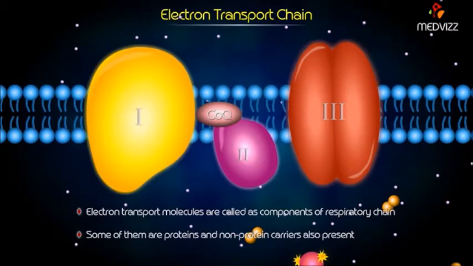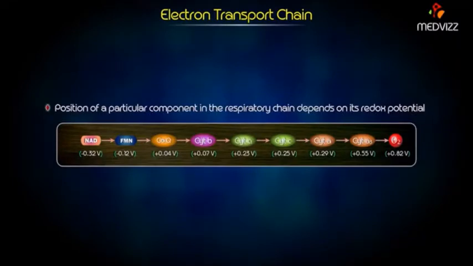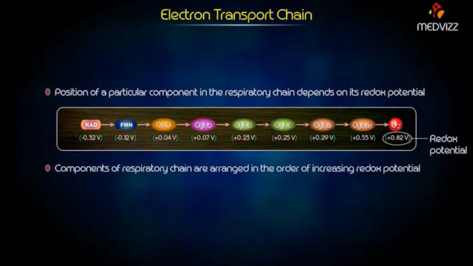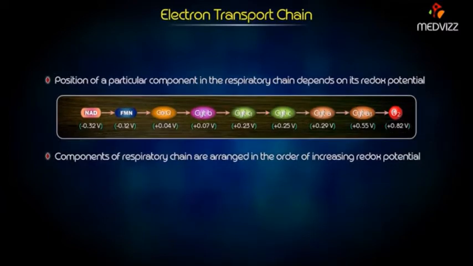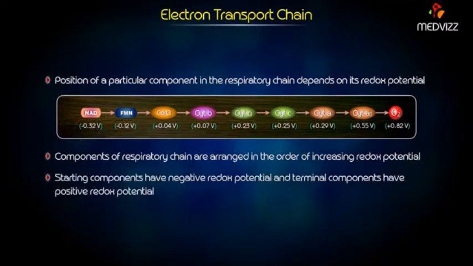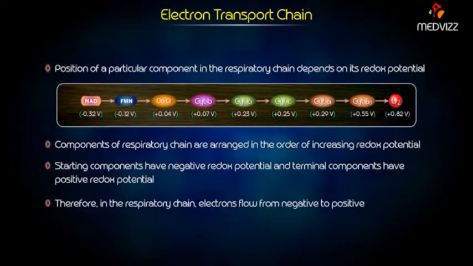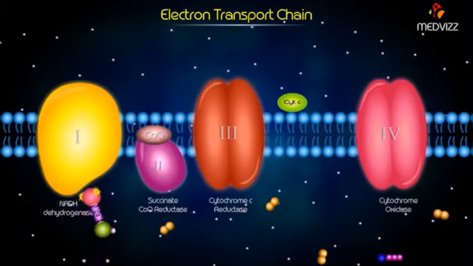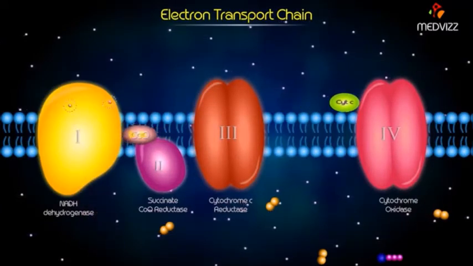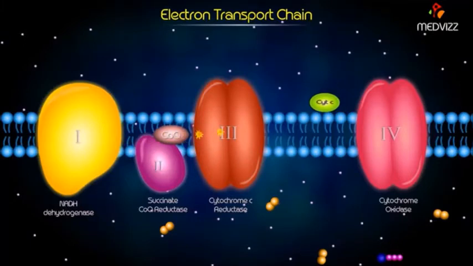Some of them are proteins. However, non-protein carriers are also present. The position of a particular component in the respiratory chain depends on its redox potential. The components are arranged in the order of increasing redox potential. Starting compounds have negative redox potentials, and terminal components have positive redox potentials. Therefore, in the respiratory chain, electrons flow from negative to positive. Electrons flow from NAD to cytochromes via coenzyme Q and then from cytochromes to molecular oxygen.